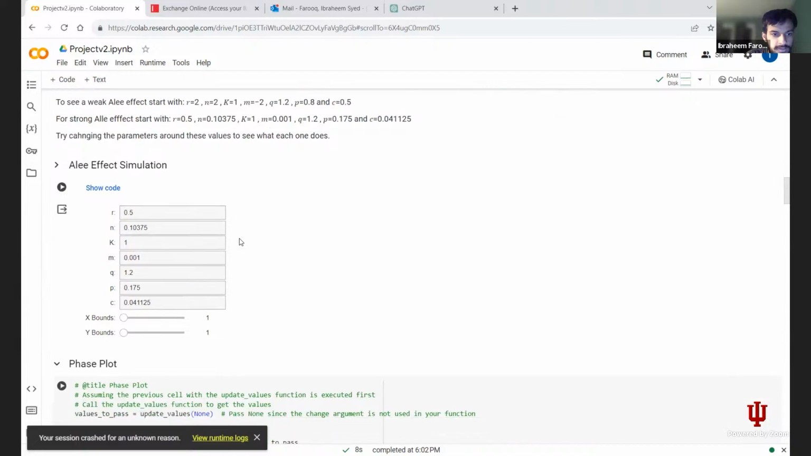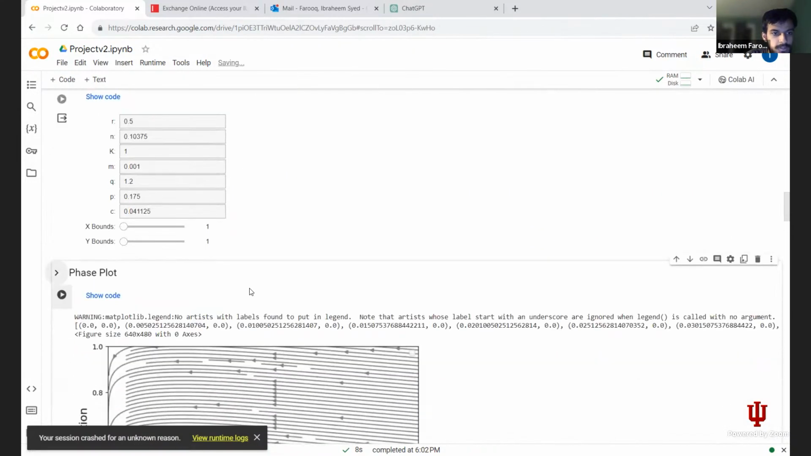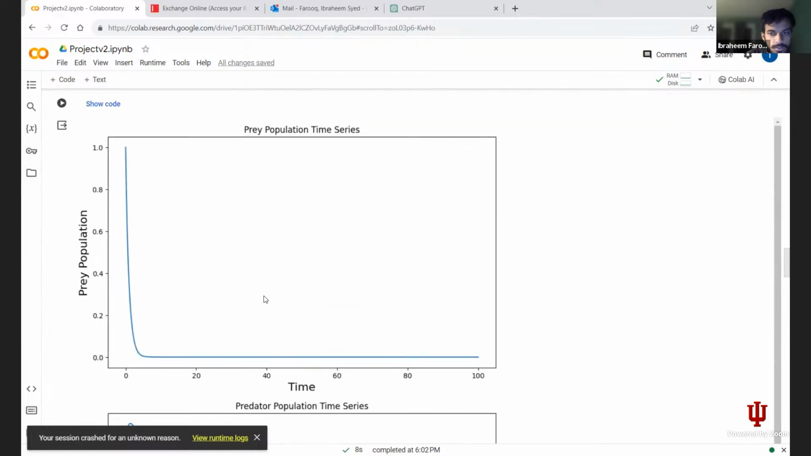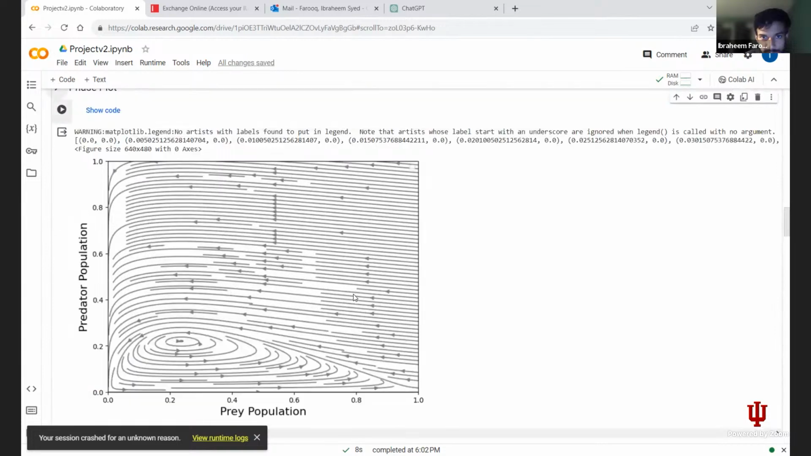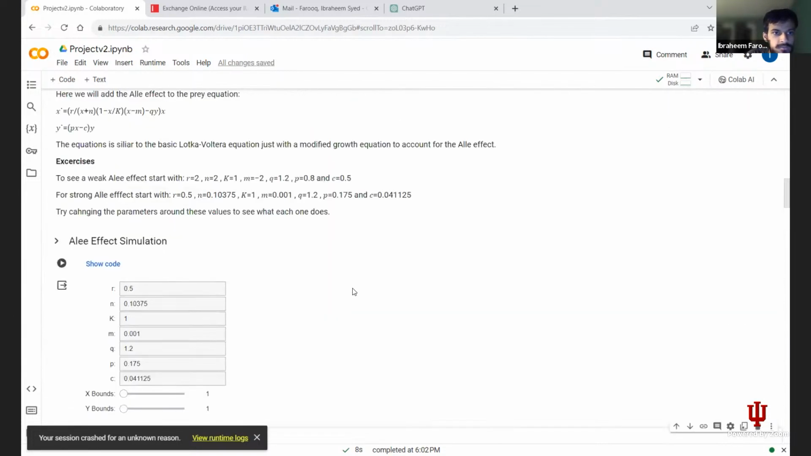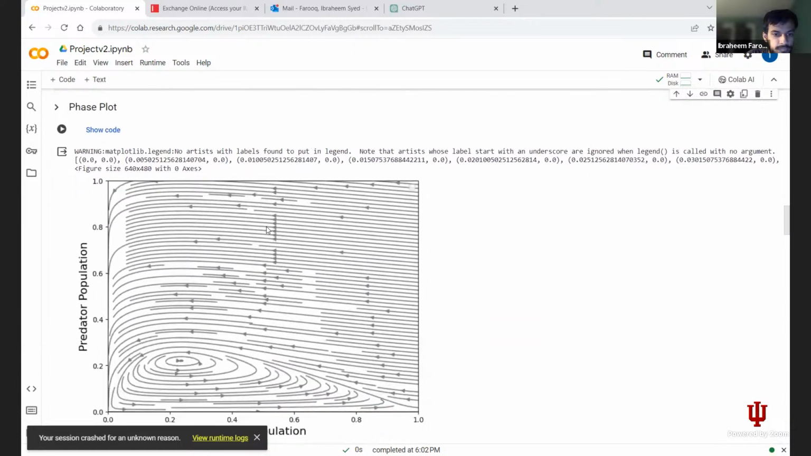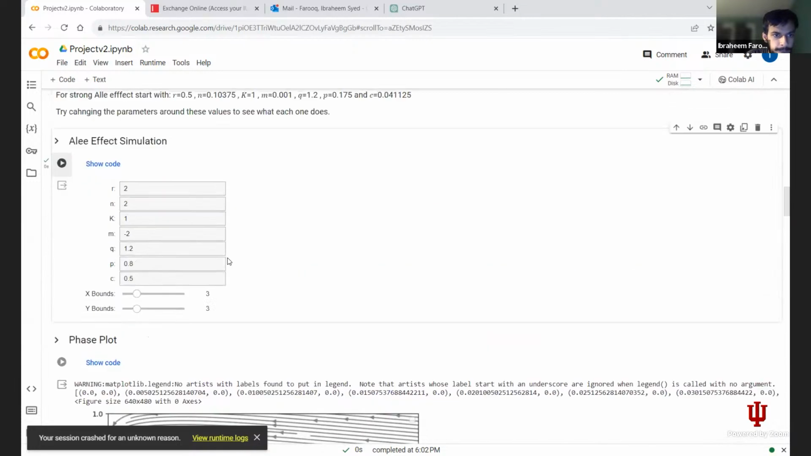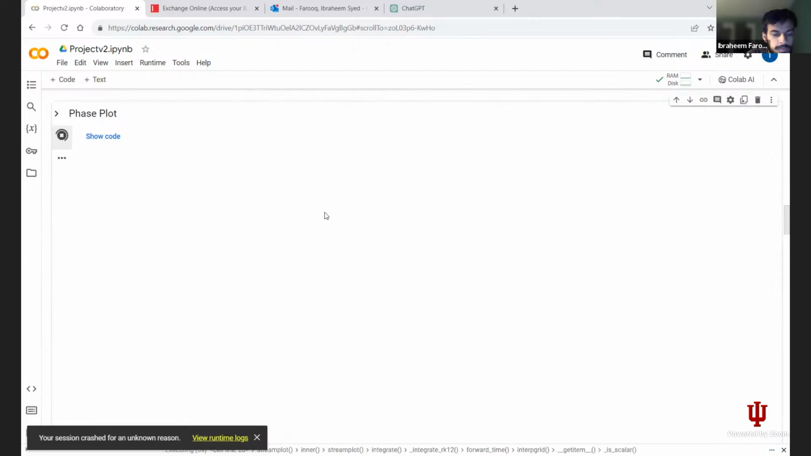Then for the Allee effect, it's a little bit more interesting because we can also plot the time series to see if it matches our expectation for the phase plots. So I have some exercises here that we can take a look at. This is the weak Allee effect exercise. Plot it again. This is perform a plot.